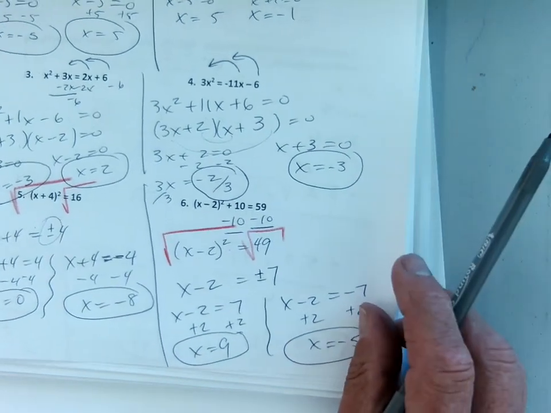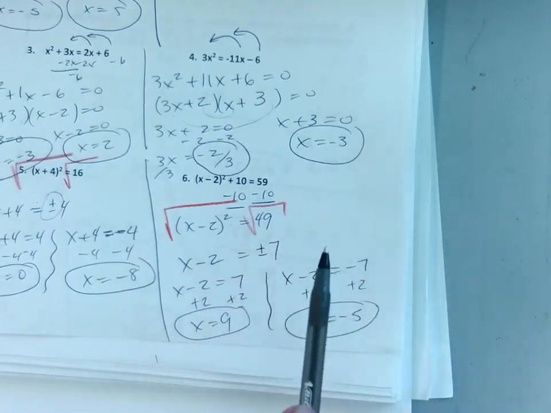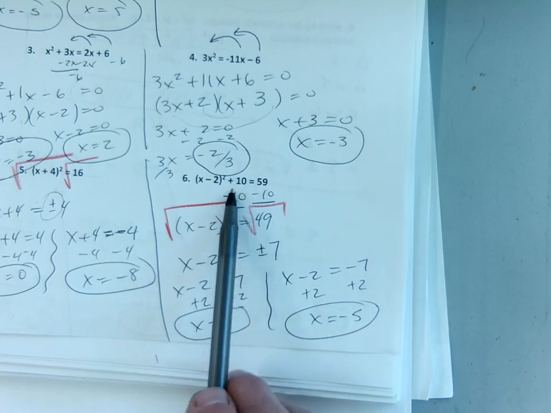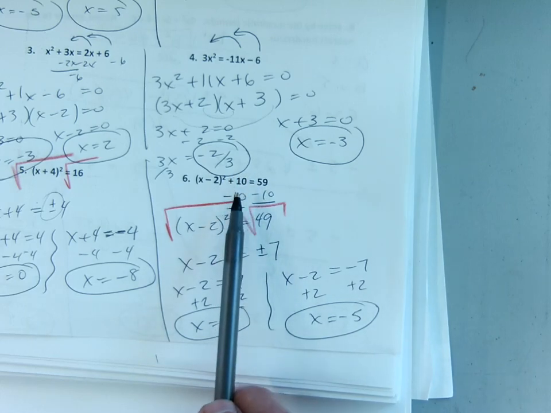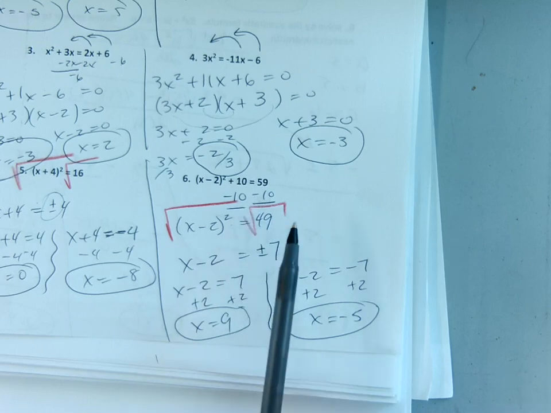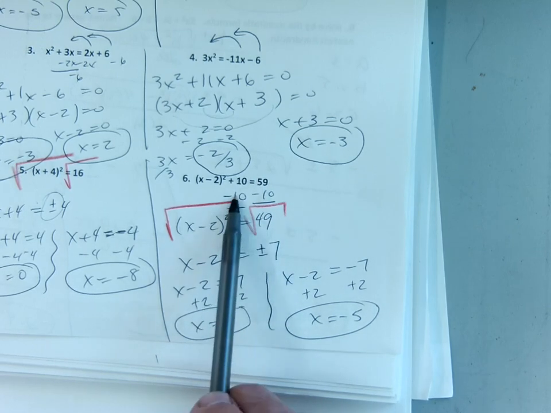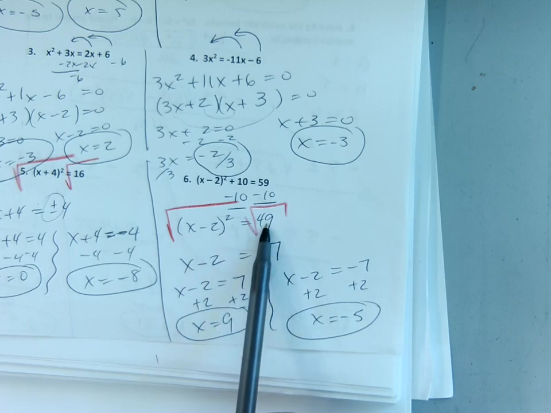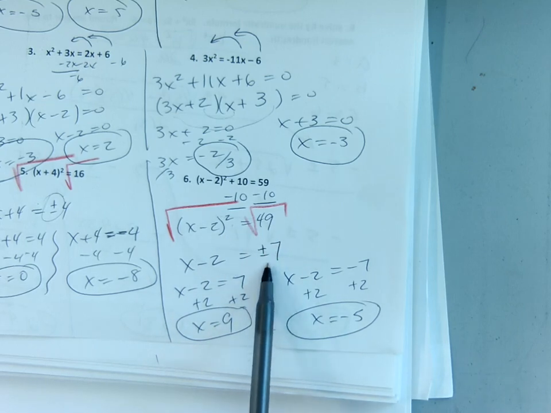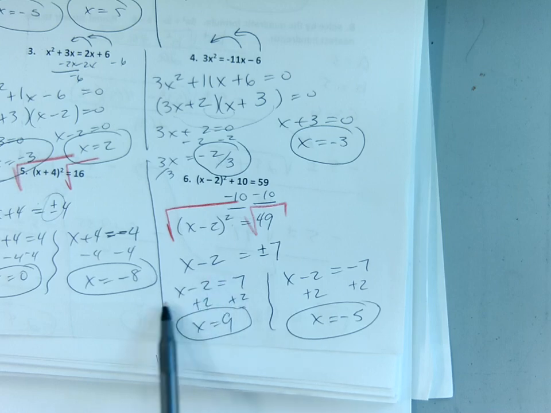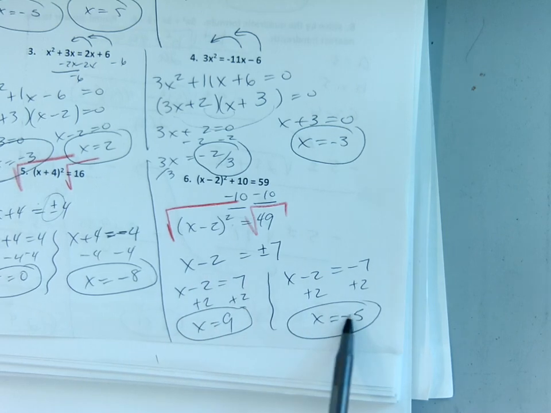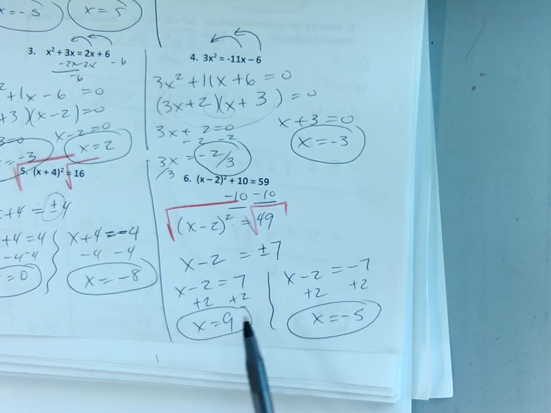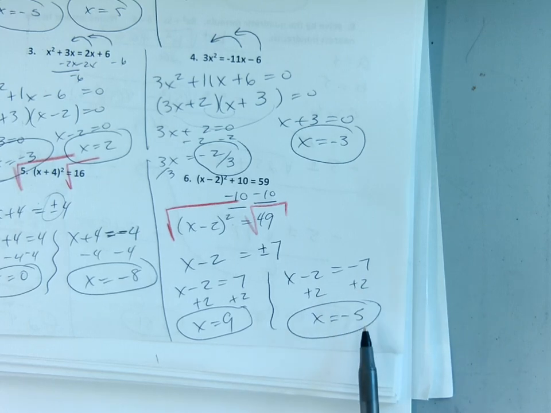Okay, 6 is pretty much the same type of problem, but first I've got to get rid of the 10. So I get rid of the 10 by going minus 10, minus 10. That gives me a 49. I've got to get rid of the square by square rooting it. So I square root, and the square root of 49 is 7, but I need two answers, so plus or minus 7. So I got my x minus 2 equals 7, and my x minus 2 equals negative 7. And I just solve. Plus 2, plus 2 gives me 9. Plus 2, plus 2 over here gives me a negative 5.